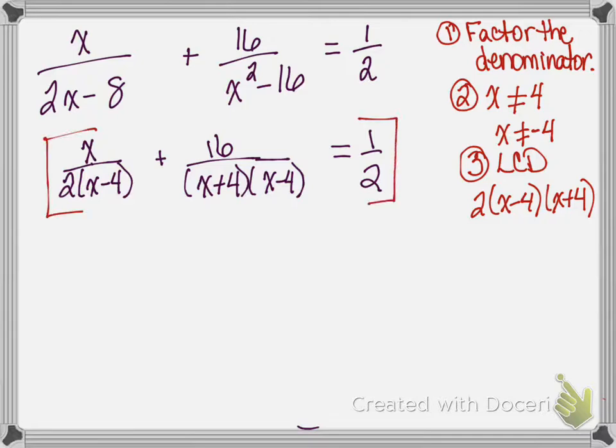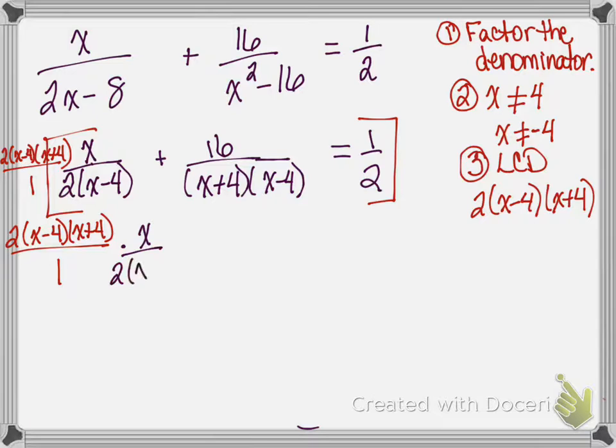Now, I'm going to multiply everything times my LCD. And my LCD is a little larger. So I've got 2 times x minus 4 times x plus 4. And I know that's difficult to see right there, but I'm going to write it out several times. Okay? So I'm going to multiply everything times this. 2 times x minus 4, x plus 4, over 1 times x over 2 times x minus 4. Okay? And we've got to do it 2 more times.